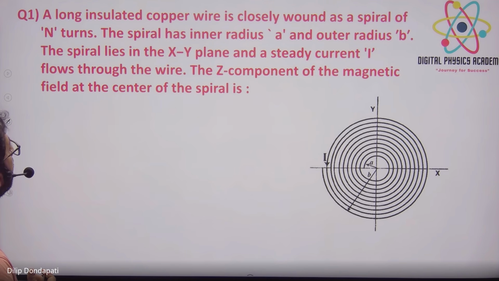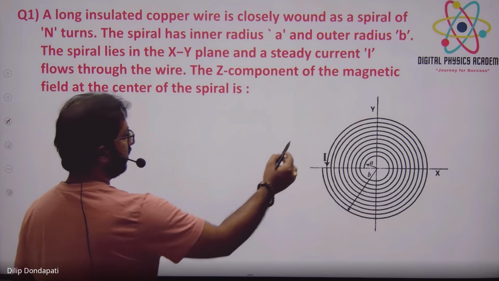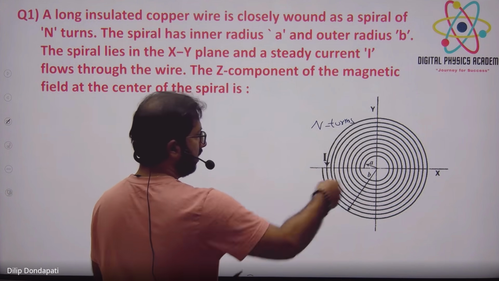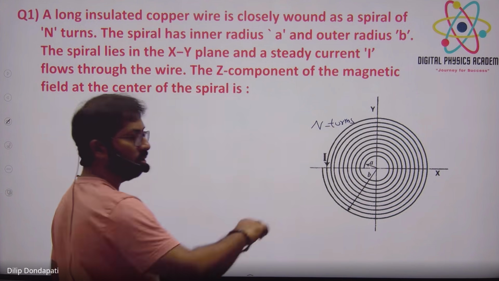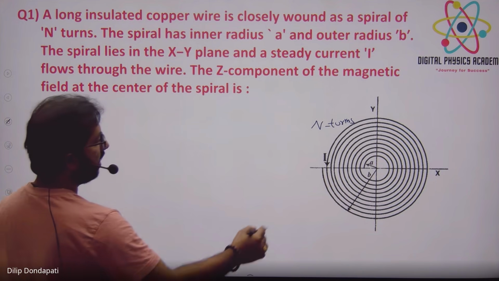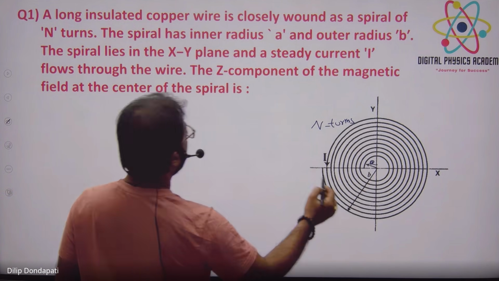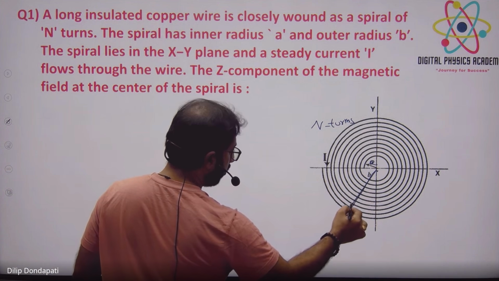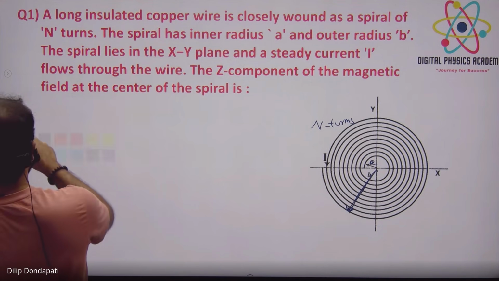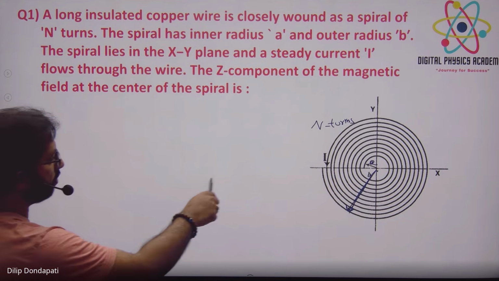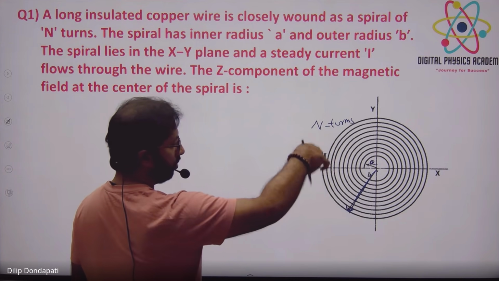Look, a long insulated copper wire is closely wound in a spiral of n turns. It means the turns are wound around like this. The spiral has inner radius a, inner radius is small a and outer radius is small b, in the xy plane, and a steady current I is flowing in the wire. So current I is flowing in this.